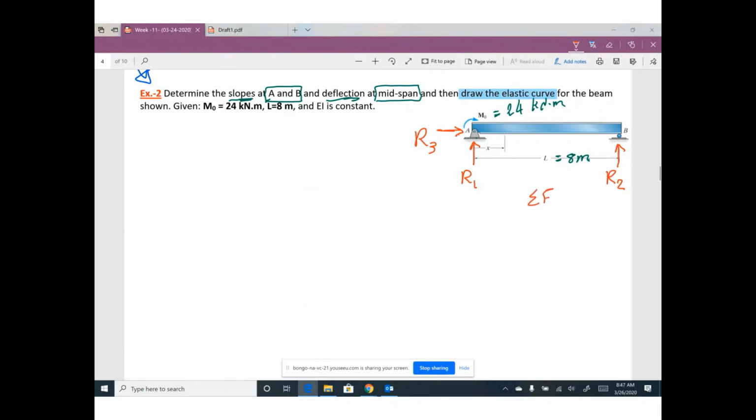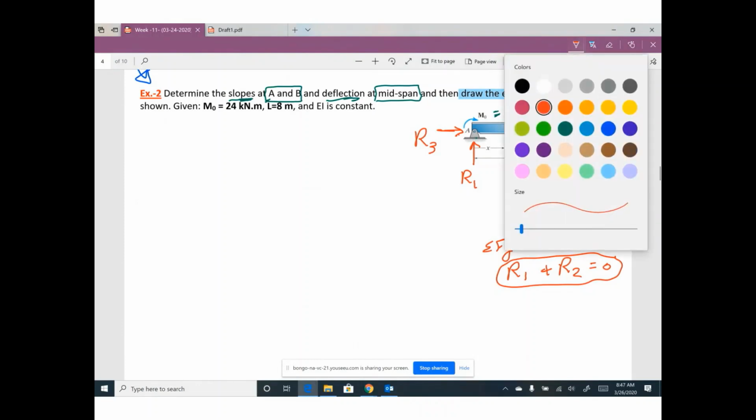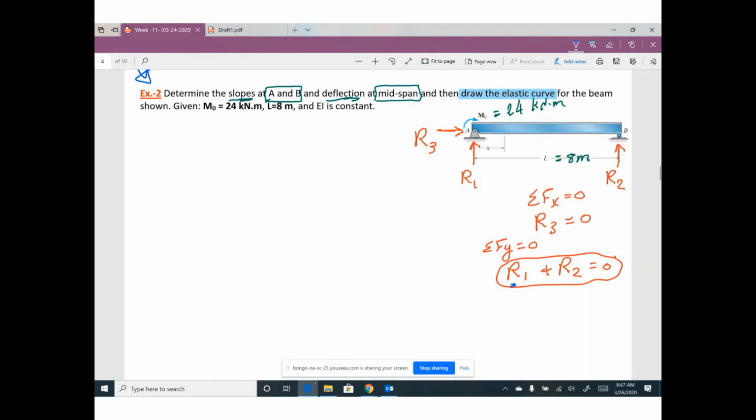Summation of Fx equals 0, chapter 2. That means R3 equals 0. If you apply summation of Fy equals 0, that means R1 plus R2 equals 0. Remember, it does not make any sense to say one of them equals 0. I have no idea. R1 plus R2 equals 0. So probably this one is -5, this one is 5. Probably this one is -10, this one is 10. Probably this one is -1, this one is 1. So I cannot say anything more from this equation.